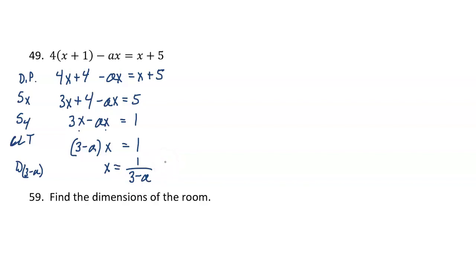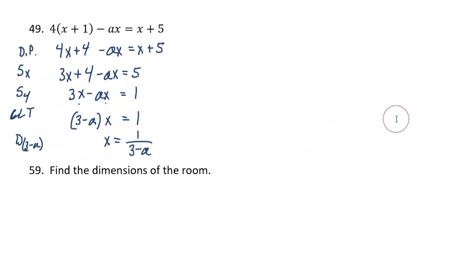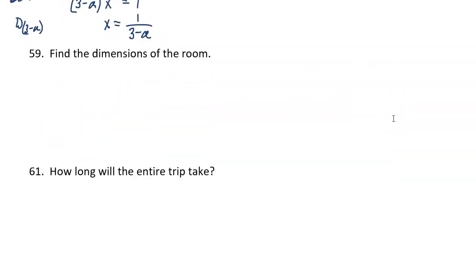Okay, that's all of the straightforward solving equation problems. The next set are word problems. Number 59 says, find the dimensions of the room. There's some information given in the problem, and there's even a drawing of the room. The drawing looks like this: a rectangular shaped room. This direction is labeled with an L for length, and this direction is labeled with a W for width.